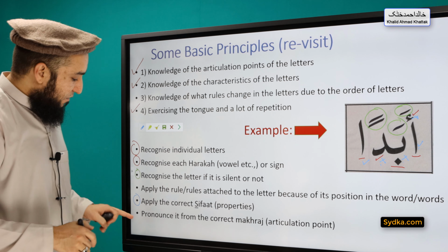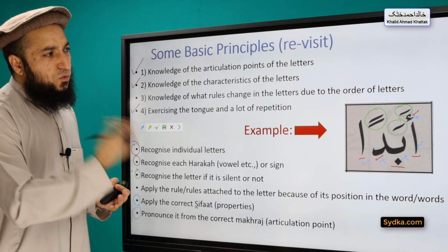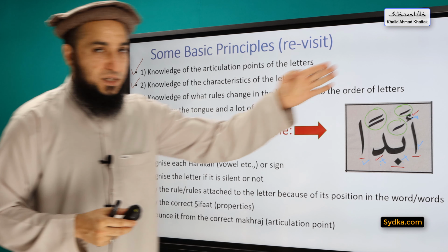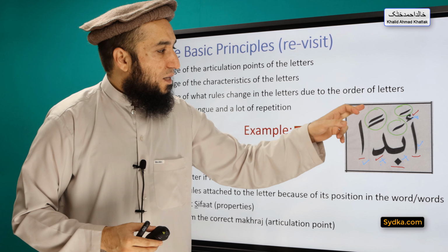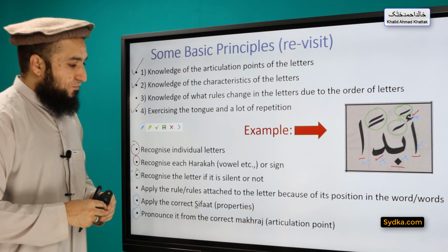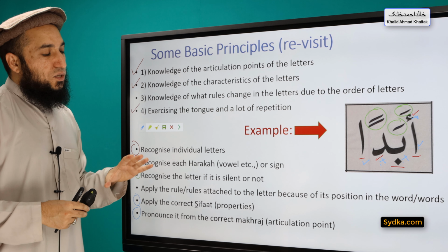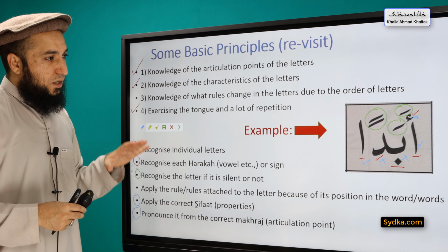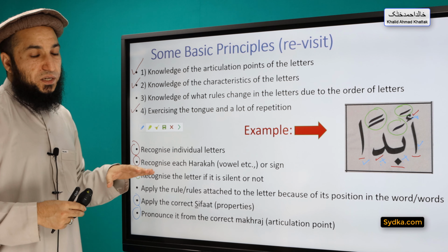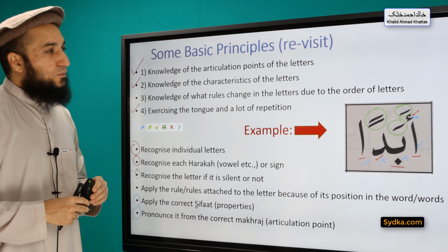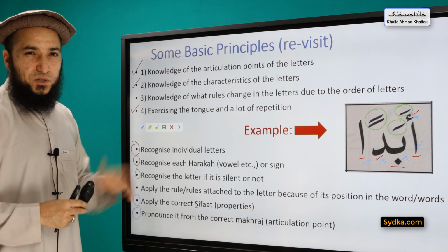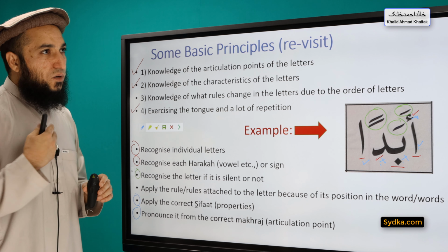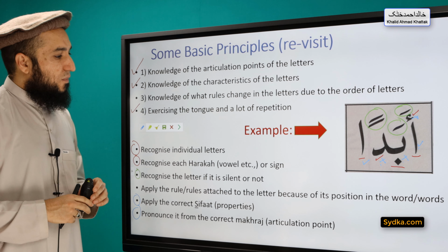The next one is pronouncing each letter from its correct makhraj, articulation point. And the other one we can add is we count how many syllables are there. For example, here is a, 1, ba, 2, den. So there are 3 syllables in this word. If we manage to implement these steps correctly, then our reading and recitation will be very easy. These are not fixed rules, you can add or subtract to it. These are just general guidelines for recitation or reading the Arabic.